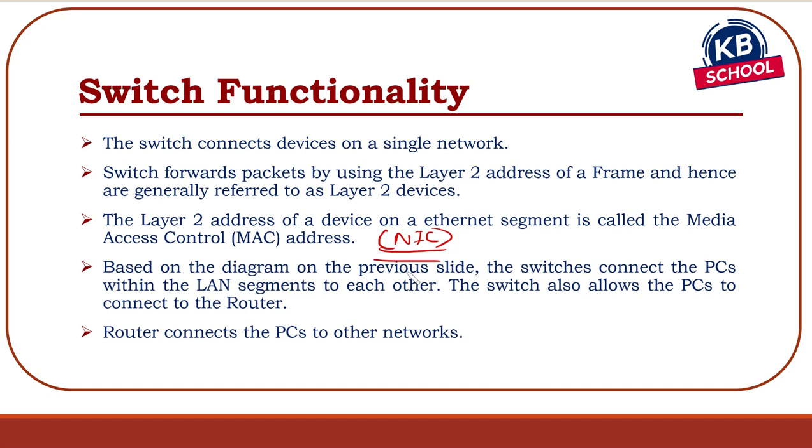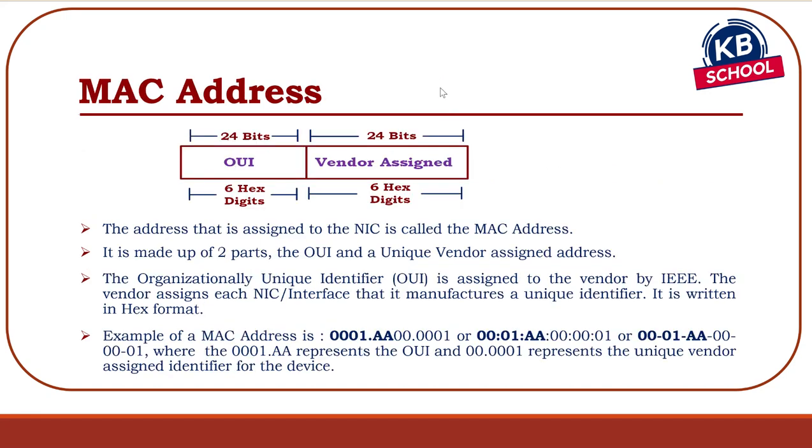So the basic thing we understood from the slide is that the switch is the device that connects the local segments to each other. The switch will forward traffic based on the MAC address, which is the address on the NIC. All right. Now, what is this MAC address? Let's take a look at it in a little more detail. The MAC address is a unique identifier for that NIC.